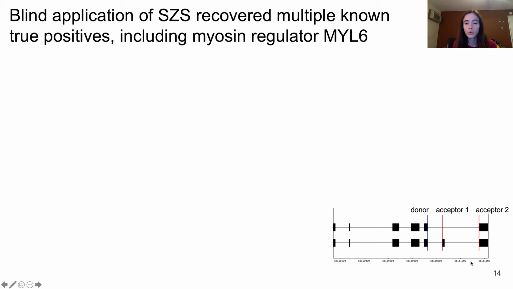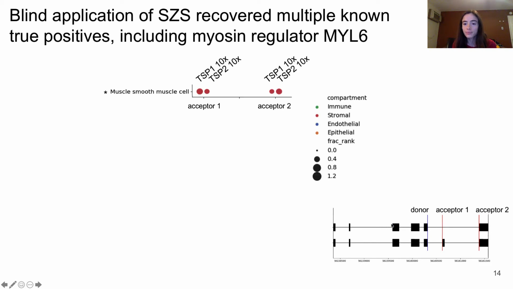MYL6 expresses two isoforms, which differ by an exon skipping event. Looking at this donor, we can see that the splice junction between the donor and acceptor 1 indicates the isoform for which the exon is included, whereas the junction between the donor and acceptor 2 indicates the isoform where the exon is skipped. This alternative splicing switches the 9 amino acids in the alpha helix at the end of the protein C-terminus.